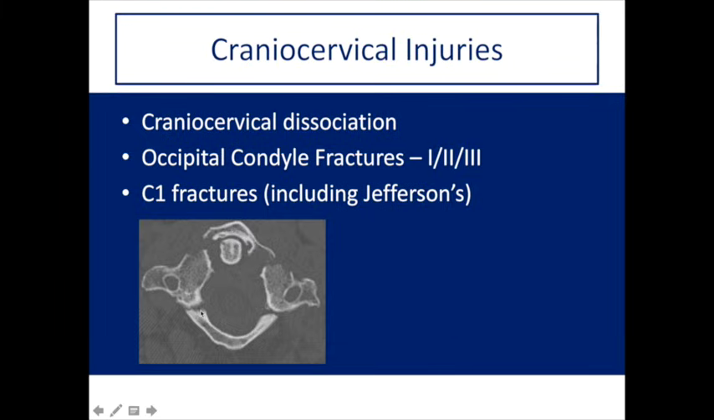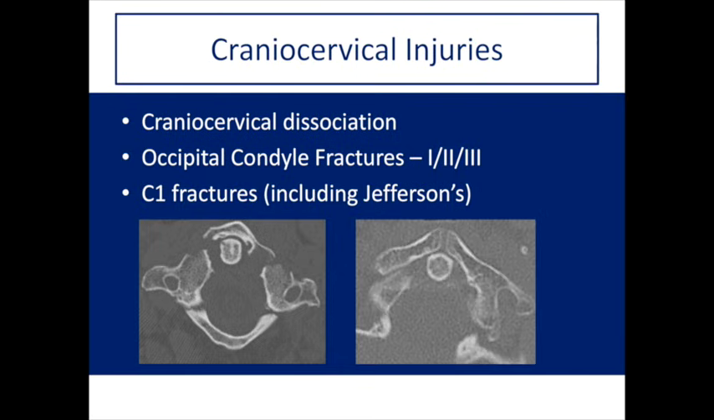A quick pearl is to watch out for an unfused anterior or posterior arch of C1. It can mimic a fracture. This is an example of an unfused anterior arch. Specifically, you should look for well-corticated edges. Notice that the cortex, or the denser bone, here can be traced all the way around.